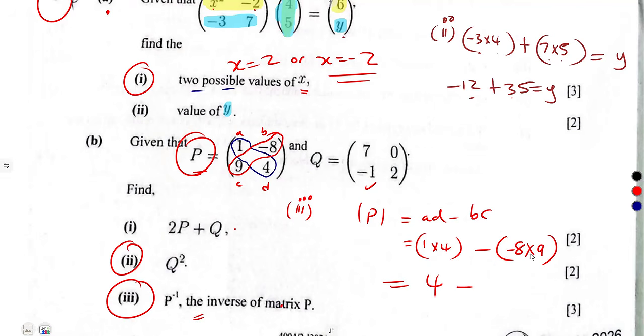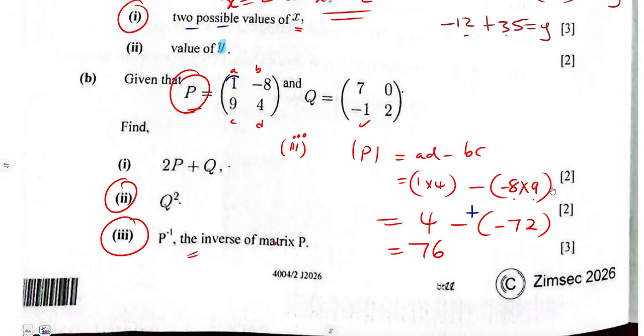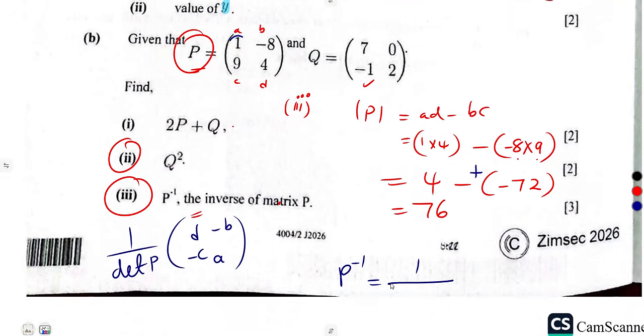1 times 4, that is 4, minus negative 8 times 9, that was going to give us negative 72. A negative and a negative combines to give us a positive. So that's 4 plus 72, which is what? 76. That's the determinant. So from that determinant, we can therefore determine the inverse. Remember the inverse concept. It is 1 over the determinant of P. Then you interchange the major diagonal. The minor diagonal you multiply by negative.